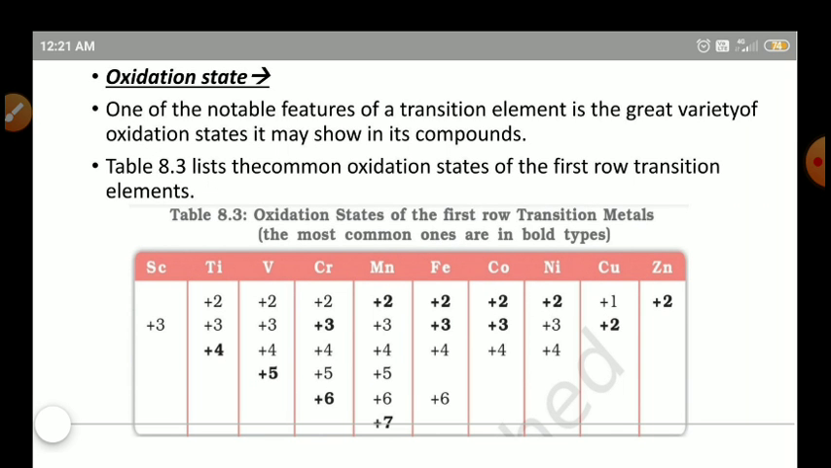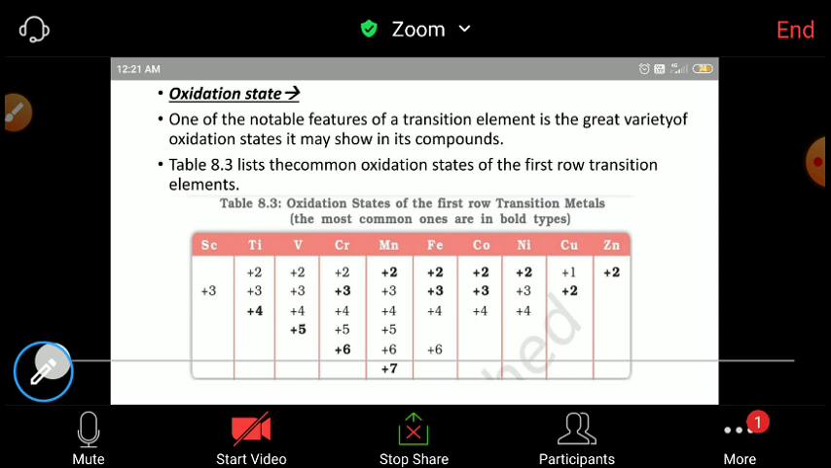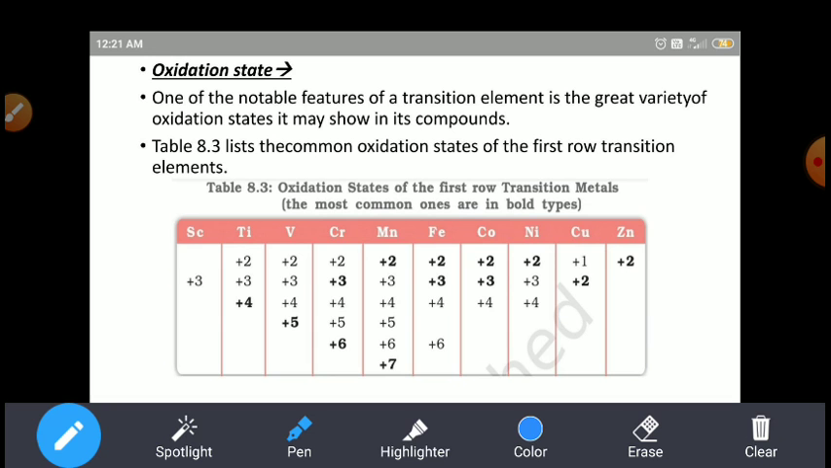So today's topic is oxidation state. The d-block elements exhibit different oxidation states. From scandium to zinc, you observe that the oxidation states increase and then decrease again. It means each and every element is exhibiting a different oxidation state.